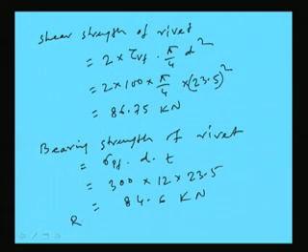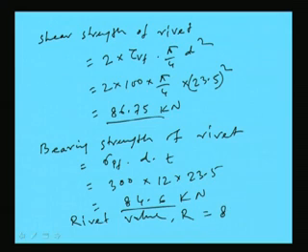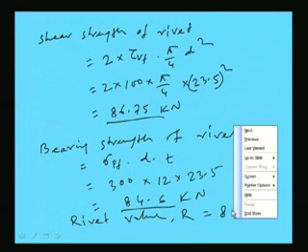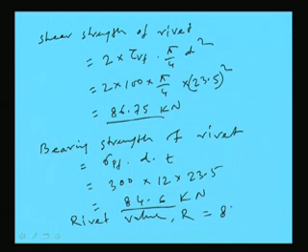So, we can find out rivet value. R will become the lesser of these two values. So, it will become 84.6 kilonewton. So, in this way you can find out the rivet value.